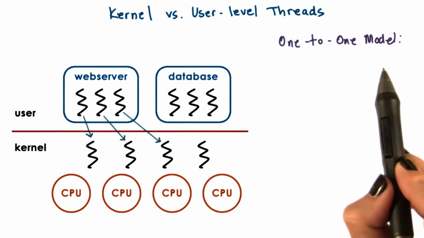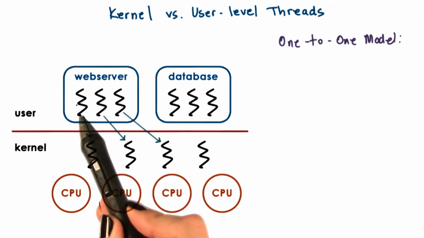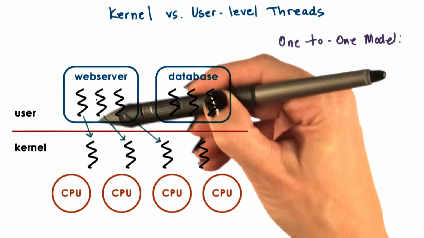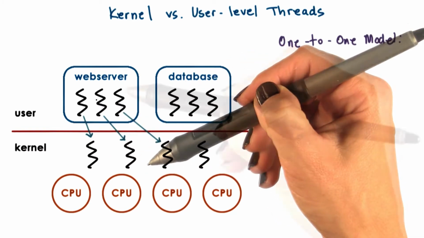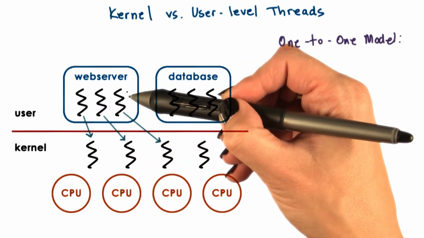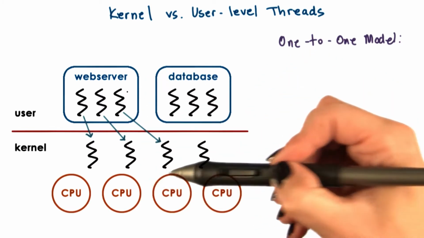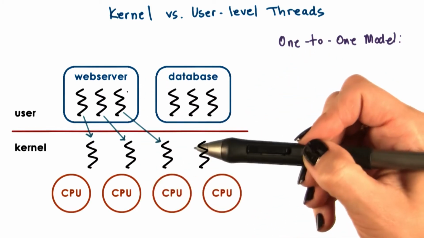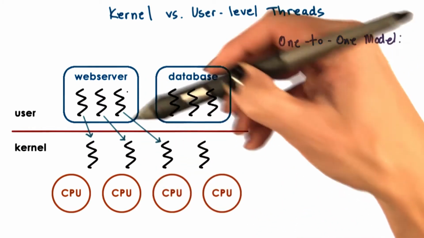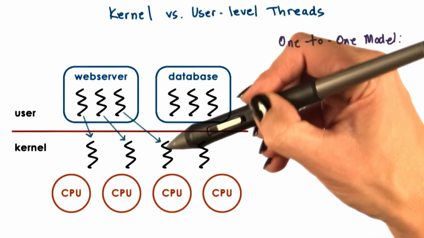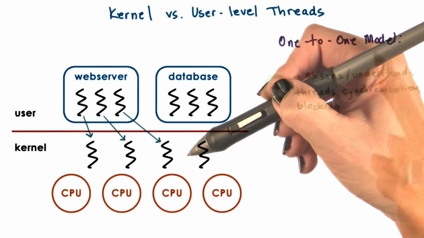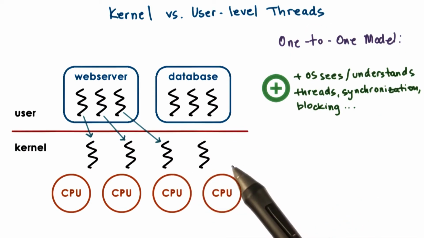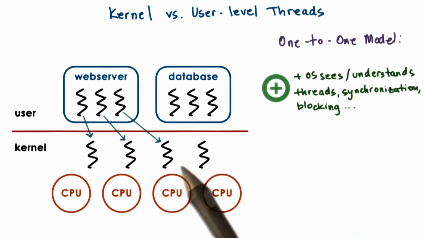The first model is a one-to-one model. Here, each user-level thread has a kernel-level thread associated with it. When the user process creates a new user-level thread, there is a kernel-level thread that either is created, or if there's an available kernel-level thread, then a kernel-level thread is associated with the user-level thread.